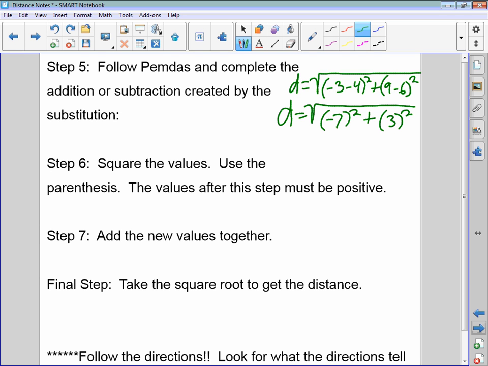And when I square negative 7 on step 6, I'm going to get the distance equals 49 plus 9. I'm going to add those two values together. I get distance equals the square root of 58. I'm going to now take the square root of 58, and I get the distance equals 7.61, so 7.6.